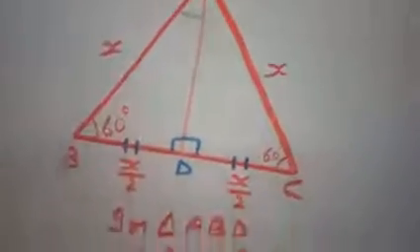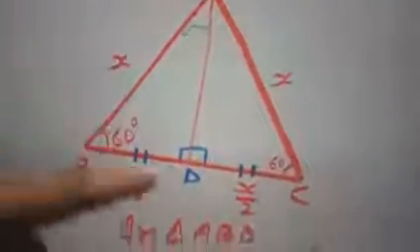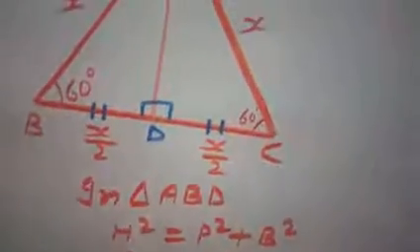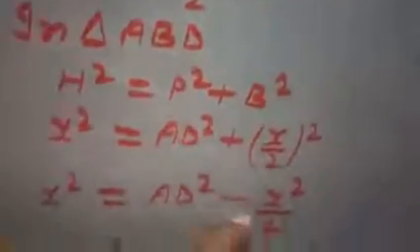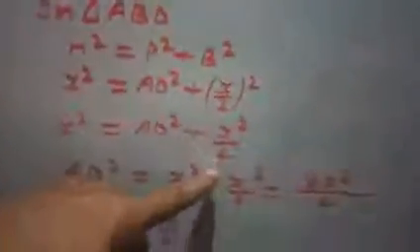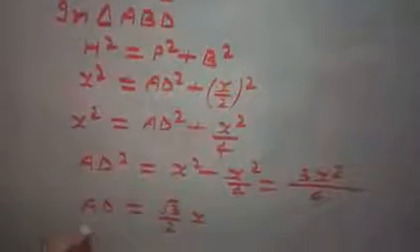Now in triangle ABD, h square is equal to p square plus b square. So here hypotenuse is x, so x square is equal to perpendicular, that is AD square, and base is x by 2 square. So x square is equal to AD square plus x square by 4. This is plus, this side minus. So 4x square minus x square, 3x square by 4. So AD is equal to root 3 by 2 x.